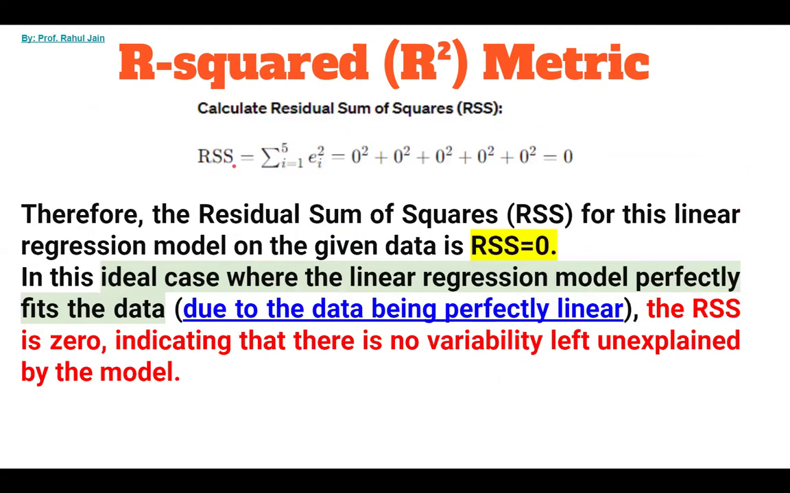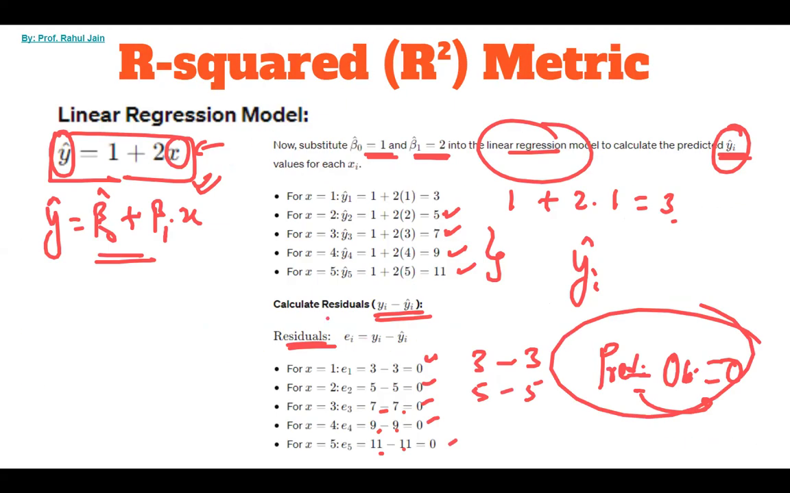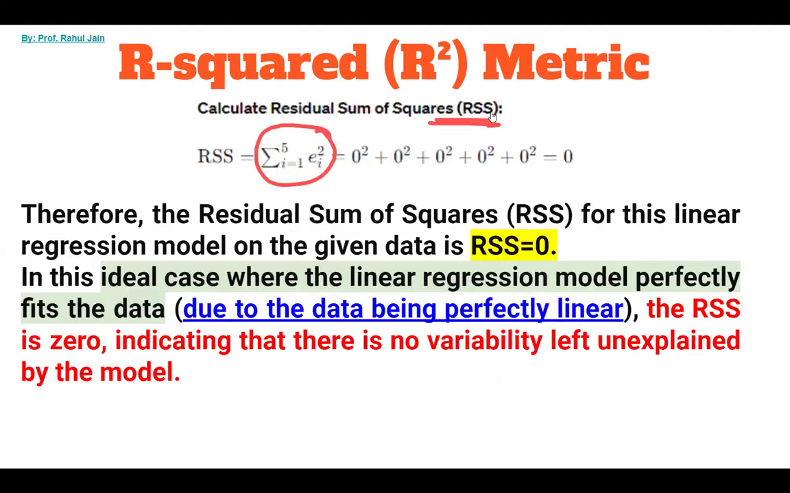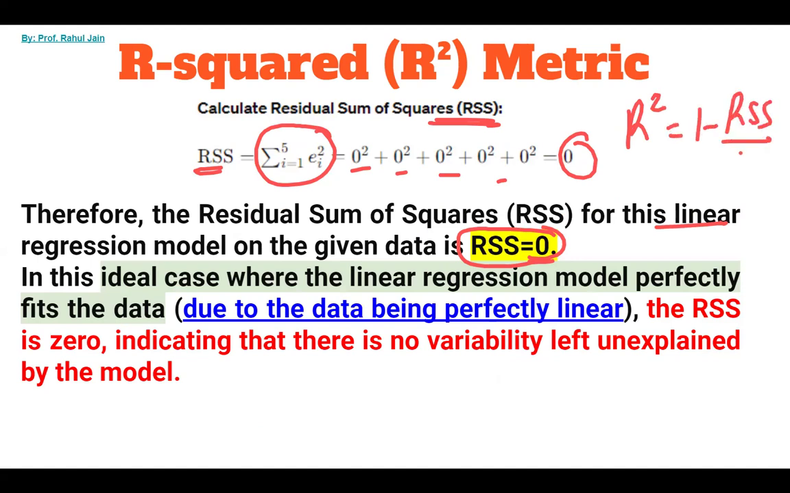Finally, for the residual sum of squares formula, we just add all these errors that we get here. We add the squares of all these residuals, which is also 0. We have already discussed that the residual sum of squares for this linear regression model is 0 now. We have calculated that, right? So the formula of R squared is 1 minus RSS, that is the residual sum of squares, divided by the total sum of squares. That is 1 minus 0 divided by the total, so ultimately the value we get is 1. So the R squared value we got is 1.